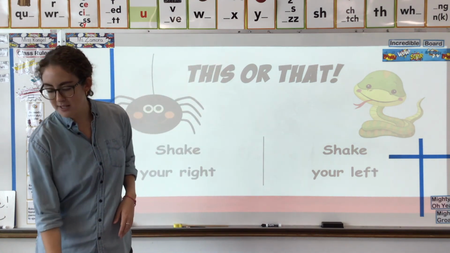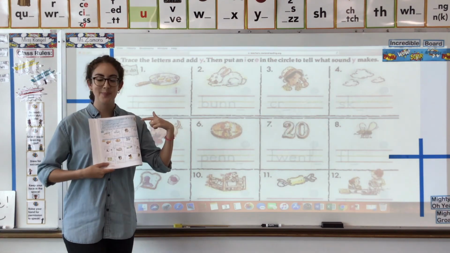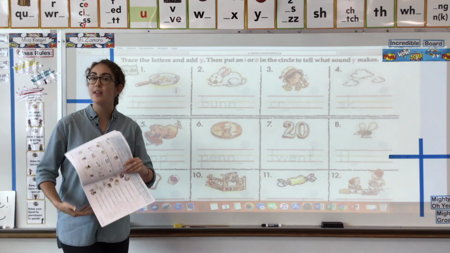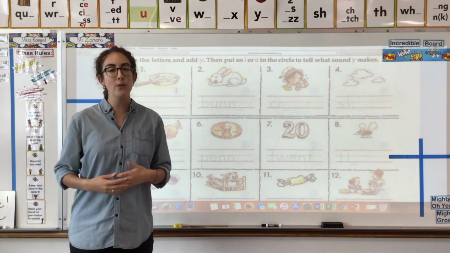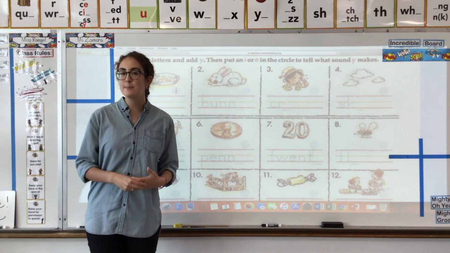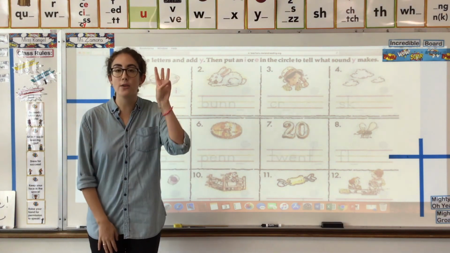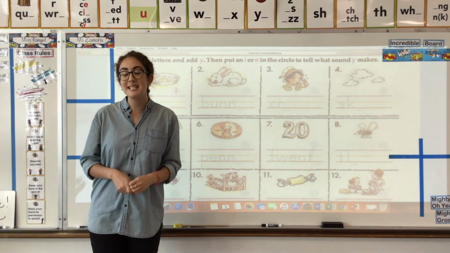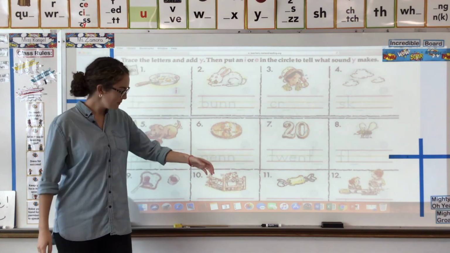And everyone is going to get out their Super Kids workbook. On this page, this is where we are going to practice listening for the sound the Y makes when we spell it. We're going to have to use our decoding knowledge and our 3 clues to really say why the Y is making that sound.